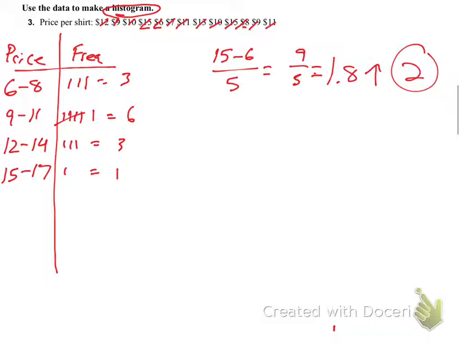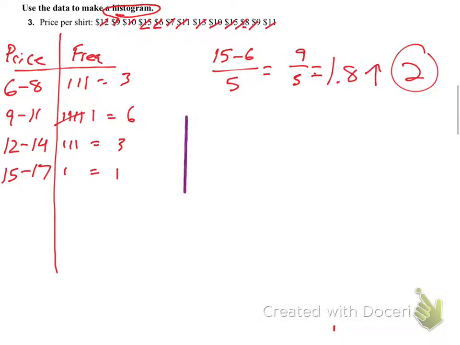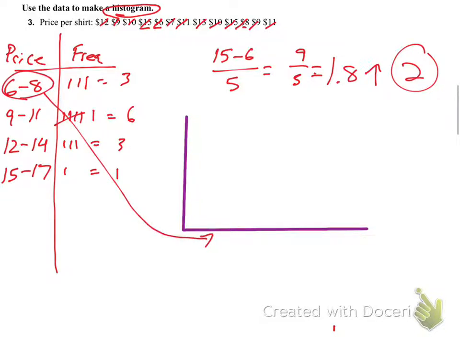So then what we need to do is make a histogram. So we need to start by making a big L. And then, actually I'm going to redo that, because I need to leave space. And what I'm going to do is literally take each one of these intervals and put it down right here. So that would look like 6 to 8, 9 to 11, 12 to 14, and then 15 to 17.